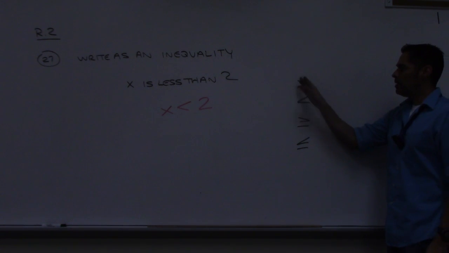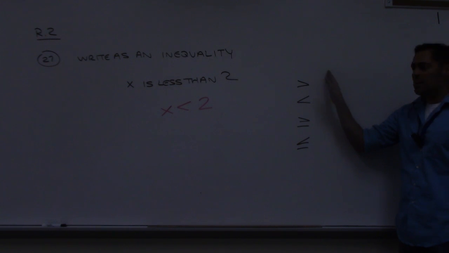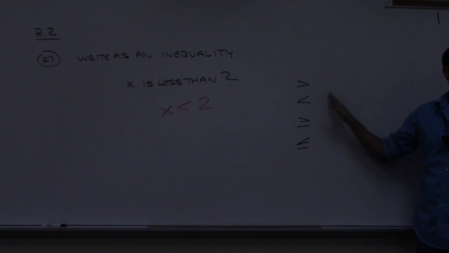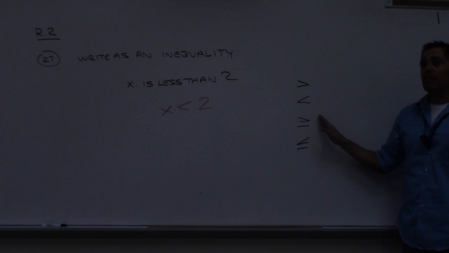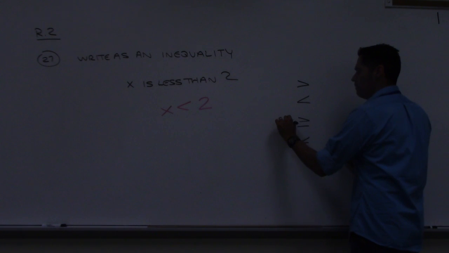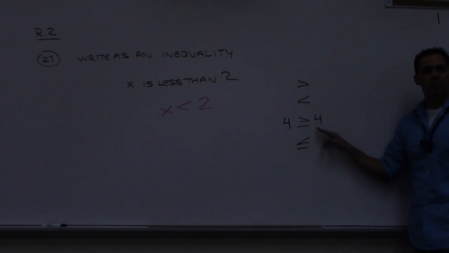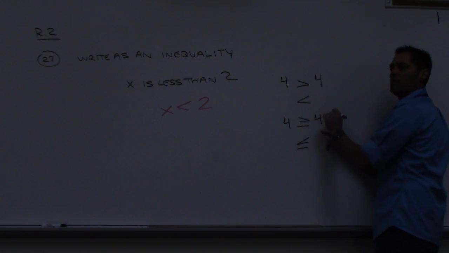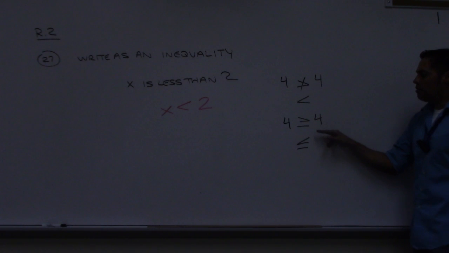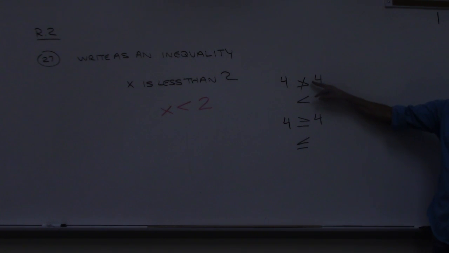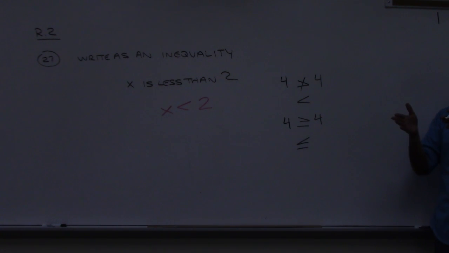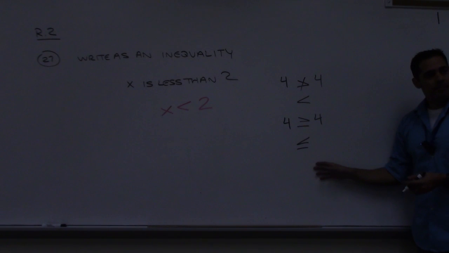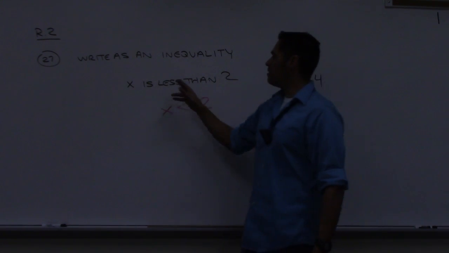This one would mean the left side is bigger than the right side. This would mean the left side is smaller than the right side. This would mean the left side is bigger than or equal to. So would this be true? Is 4 bigger than or equal to 4? Yes. Would this be a true statement, 4 is bigger than 4? No, that would not be true. So these we call strict inequality, meaning that they cannot be equal. But these, when you include the bar on the bottom, means you could have equality. All right? This is x is less than 2.